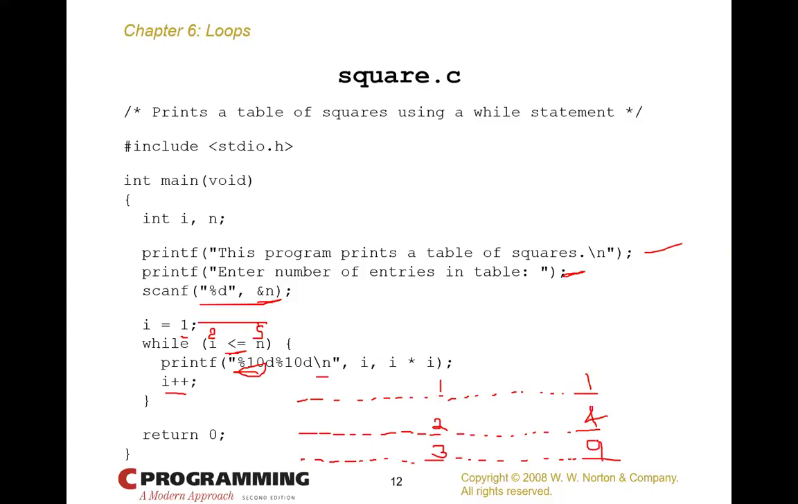Observe the relationship between this side and this side. It is the multiple of what is on the left. So this guy is 1 times 1. The next is 2 times 2. The next is 3 times 3. And this is what we call the table of squares.